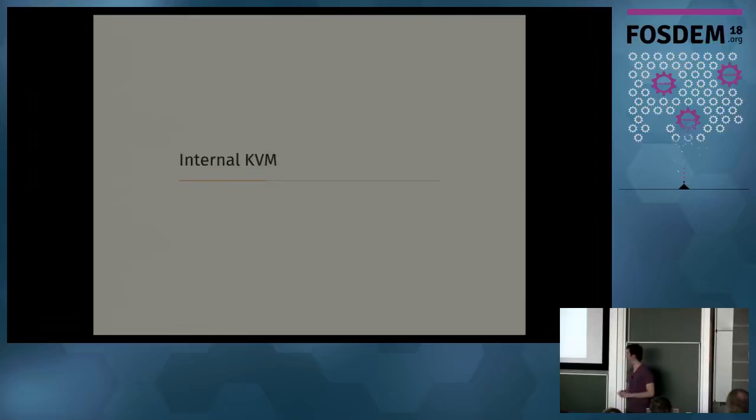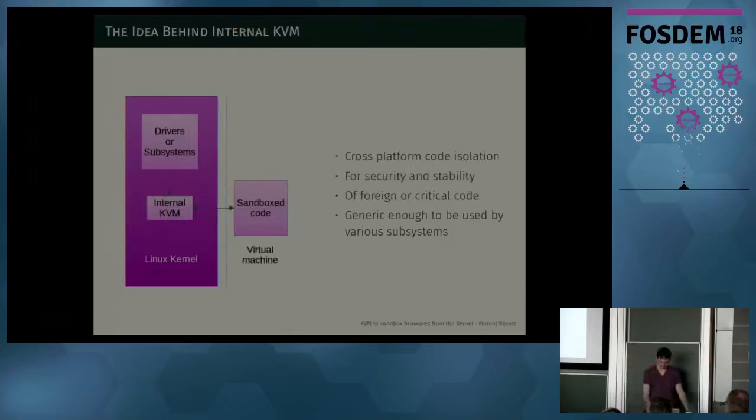Now let's come to internal KVM. The idea was, what if we could, from the kernel, run small sandboxes, small virtual machines, in which we could run code that we don't trust, maybe because we haven't written this code, or maybe because it is a highly critical piece of code, and we want to make sure that if there is an exploit in this program, it won't affect the entire kernel.